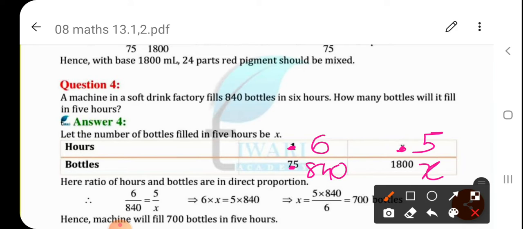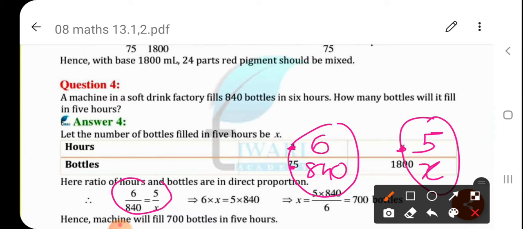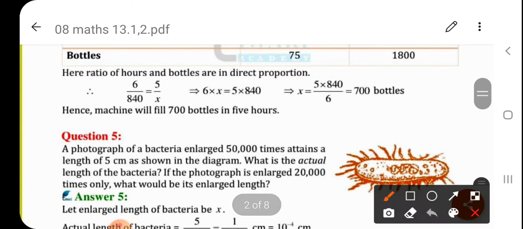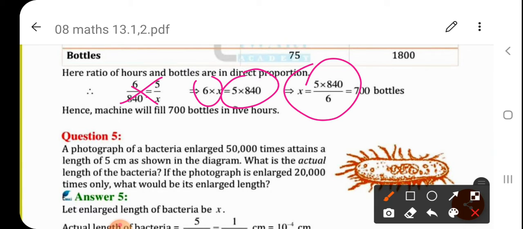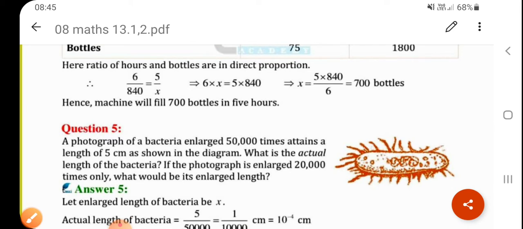Now as you can see here, the number of hours decreased, so obviously the number of bottles that are going to be filled will decrease. So it's a direct proportion. So you can write 6 upon 840 and 5 upon x. Now cross multiplication: 6 into x, 5 into 840. So x is equal to 5 into 840 by 6. It's 700 bottles.